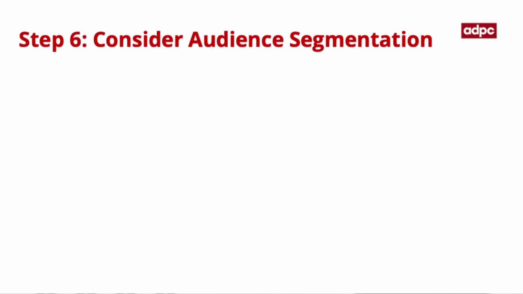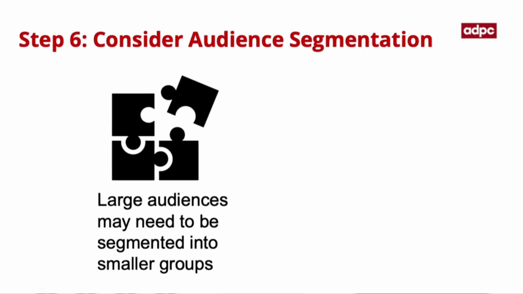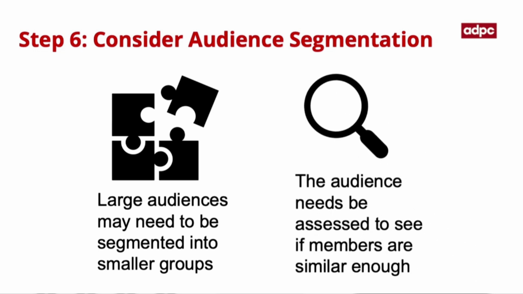After having identified barriers and facilitators, you can move on to step 6. Consider audience segmentation. It is very possible that you may need to segment your audience into smaller groups. This is because an audience group may be composed of different subgroups with their own set of issues that need to be addressed through unique communication approaches. You should therefore assess your priority audience to see if members are similar enough to be reached by the same communication channels and to respond to the same activities and messages.